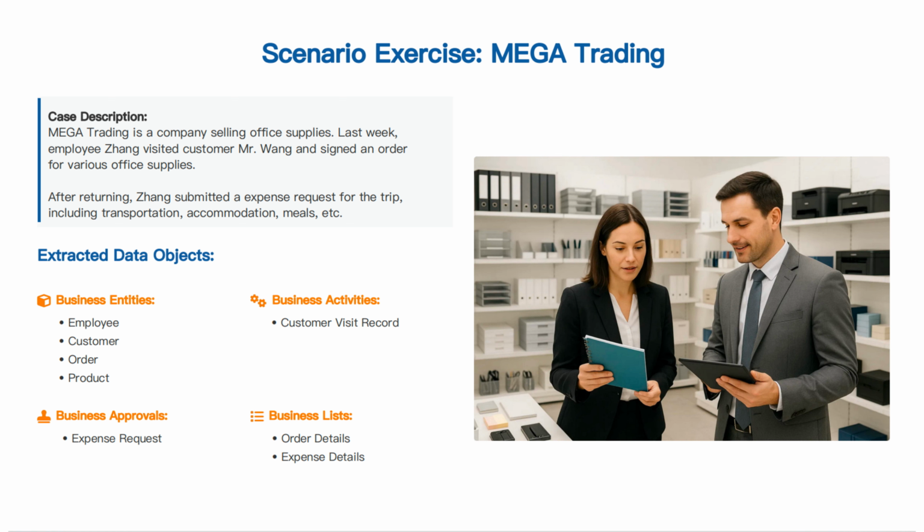Upon returning, Zhang submitted an expense request including expenses for transportation, accommodation, and meals. In this scenario, employee, customer, order, and product are business entities. Customer visit is a business activity. Expense request is a business approval. And order details and expense details are business lists. By breaking down the scenario in this way, we can accurately identify the data objects required for the business.